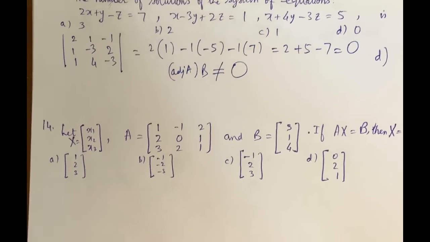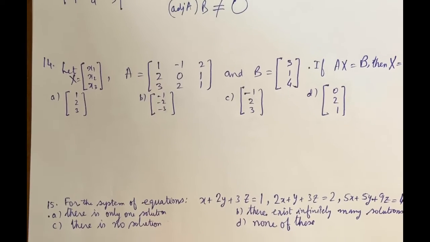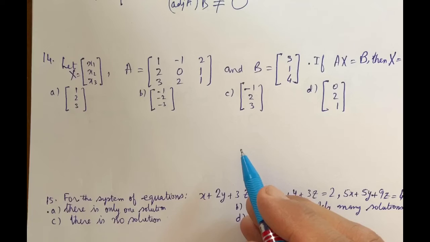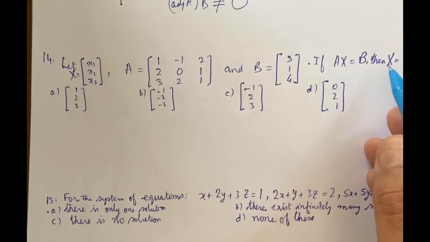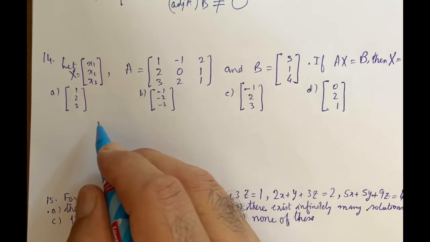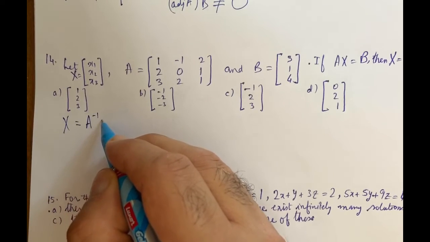The next one, we are given X, which is a column matrix. A is a square matrix of order 3, B is another column matrix. A into X is given as B, we have to find X. So that means we have to find the solution of this. X is, we know, A inverse into B.